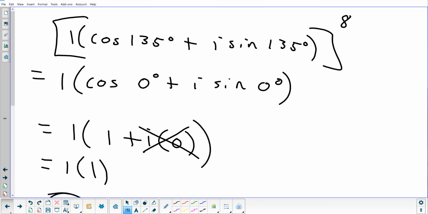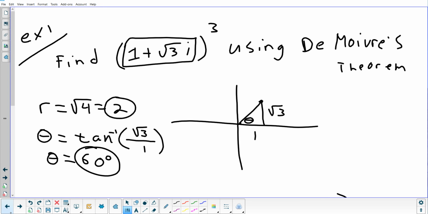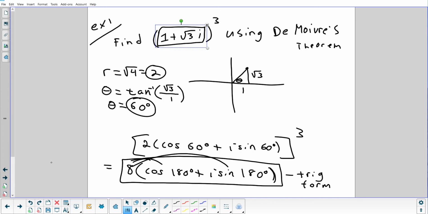Now, let's go back to the first one we did. We took what was in this box, we cubed it, and we got what was in that box down there. So when you cube 1 plus root 3i, you get that. How do you undo cubing something? Like if you wanted to undo raising something to the 3rd power and bring it back to what it started with. Yep. You take the root of it. Which root? Well, if you cubed it, then you would do a cube root.